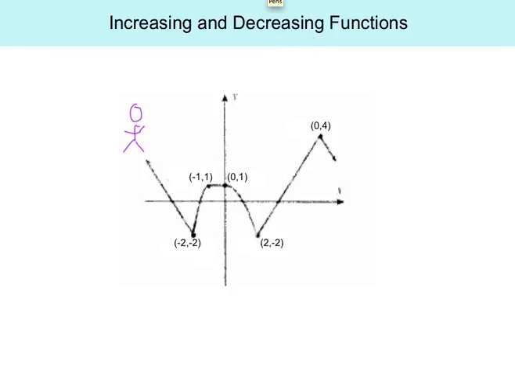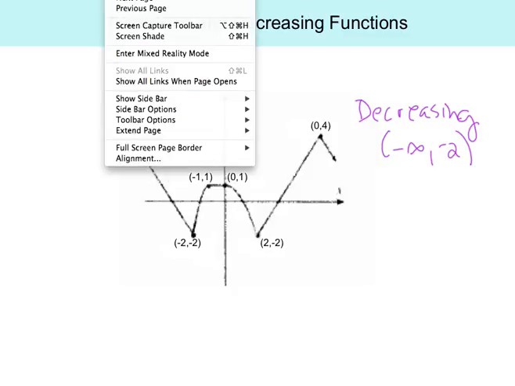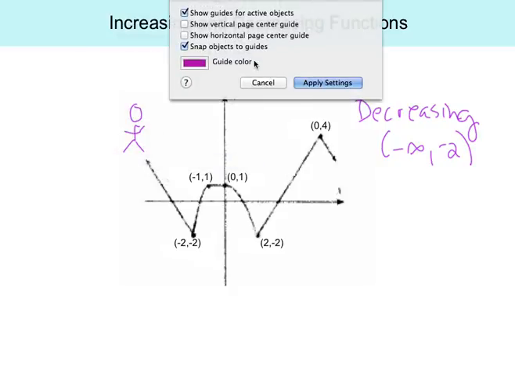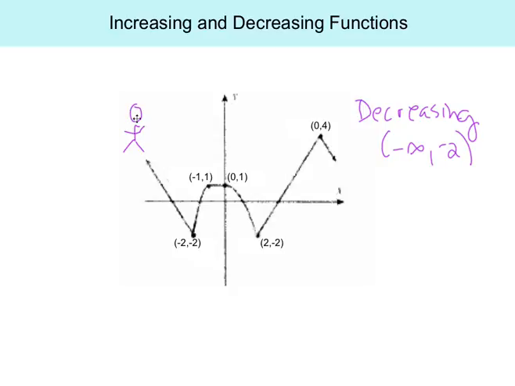So I'm going to write this off to the side. Decreasing. And I'm going to write the intervals where it's decreasing. The first interval is from negative infinity to negative 2. And again, we're talking about x values here. Then, once our person, I'm going to get rid of these little lines that keep moving around when I move this person.